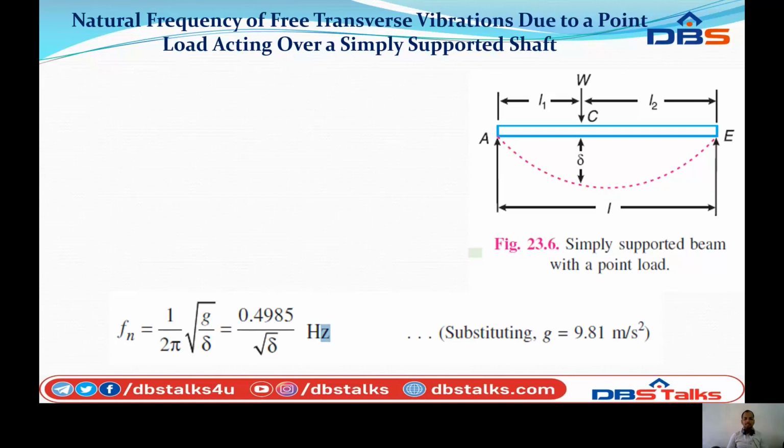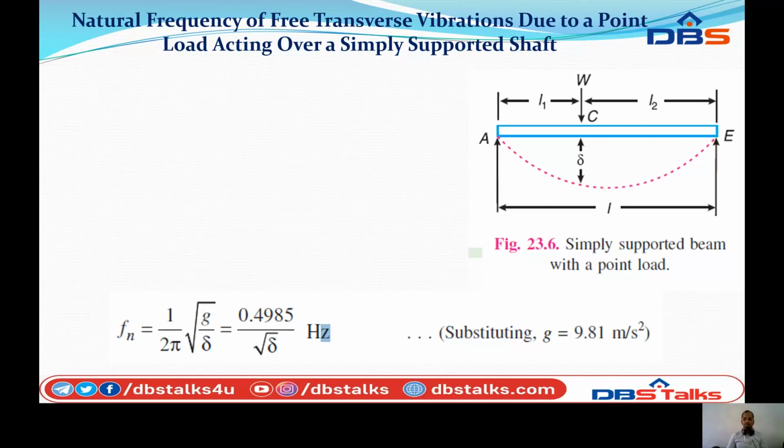Let us consider the diagram. If you see in the diagram, let us consider a shaft AB which is of length L. The diagram AE is the shaft, of length L, which is carrying a load W at C. The C position is at distances L1 and L2 from A and E.